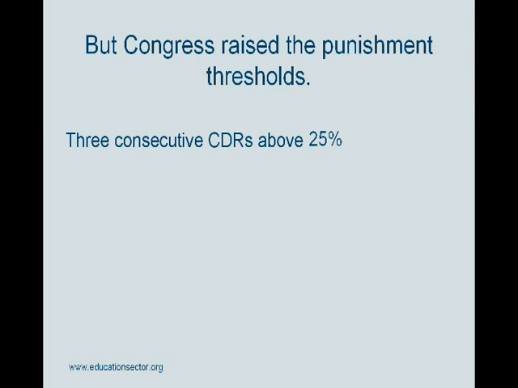Under this revised standard, schools will have to have 3 consecutive CDRs over 30% in order to face penalties, as opposed to the previous 25% level. Congress did not, however, change the 1-year threshold of 40%.